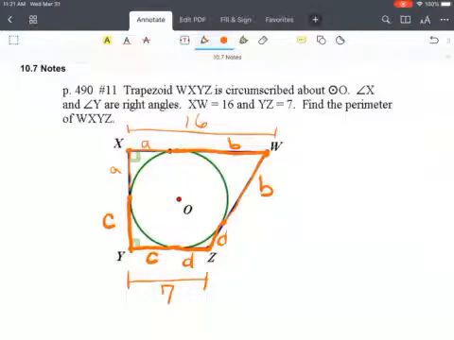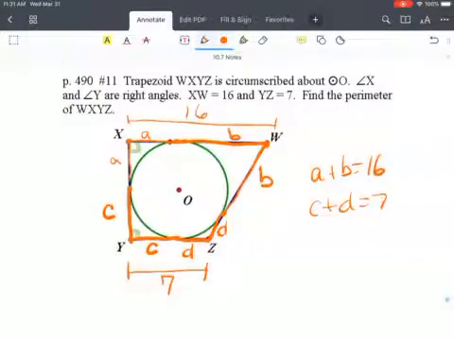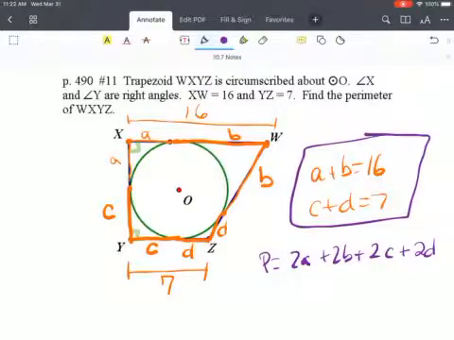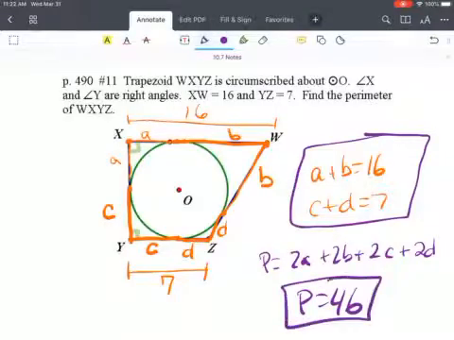What I do know when I look at this is the fact that A plus B equals 16 from the top, and on the bottom, C plus D equals 7. Another thing to keep in mind is the fact that the perimeter of the entire figure has 2 A's, 2 B's, 2 C's, and 2 D's. That really just means it is 2 of the quantities of A plus B and 2 of the quantities of C plus D, which means my perimeter is going to be 46.